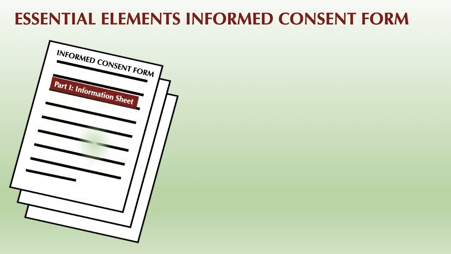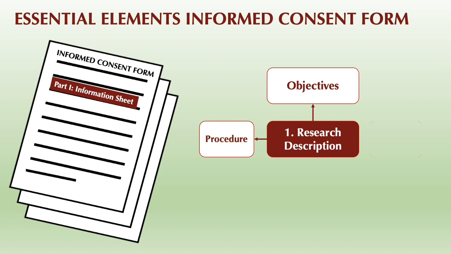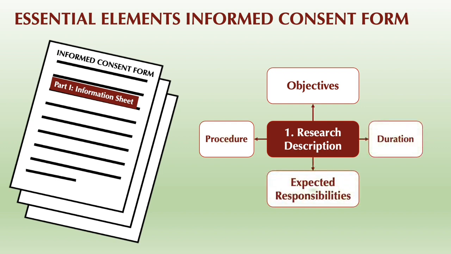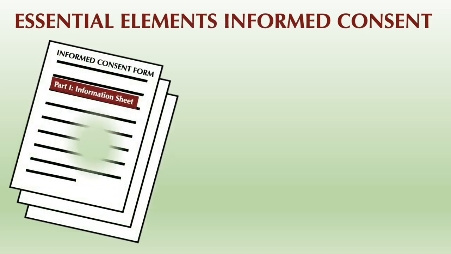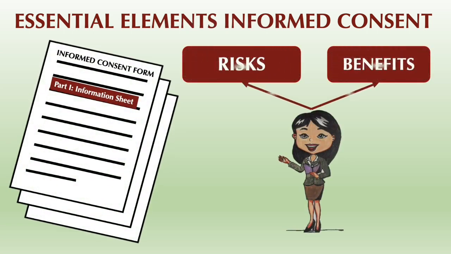An information sheet reflects the clear description of research. Research description includes the objective or objectives, the procedure on how the research study will be conducted, the duration of the study, and the expected responsibilities of the participants or respondents. Also included in the information sheet is a clear description of anticipated risks and benefits, if there are any.